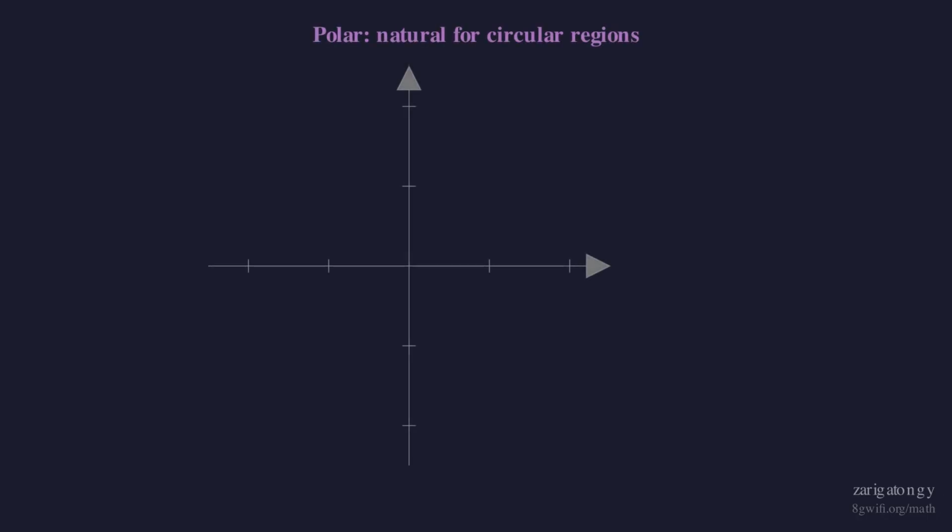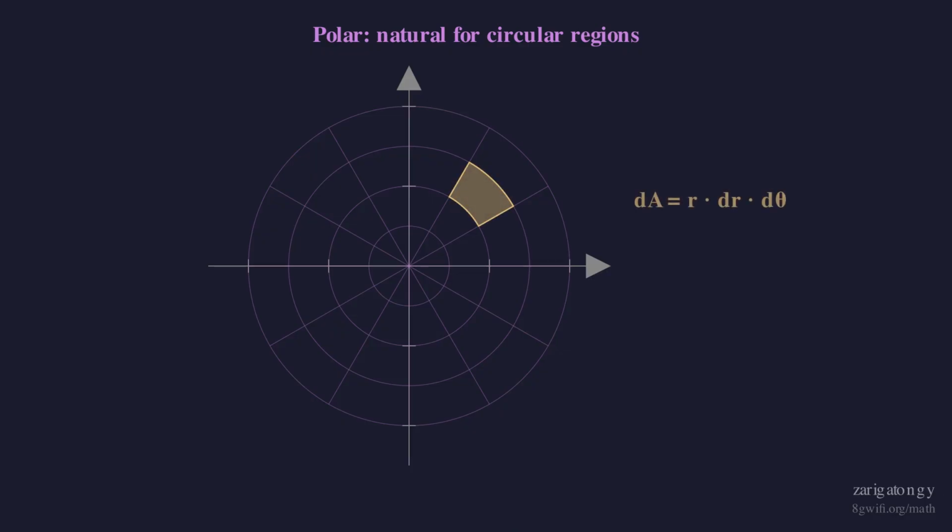For circular regions, polar coordinates are natural. The grid becomes concentric rings and radial slices. Each tiny cell is a wedge. Its area is r times d theta. That extra r factor is crucial. It accounts for cells getting bigger farther from the origin.